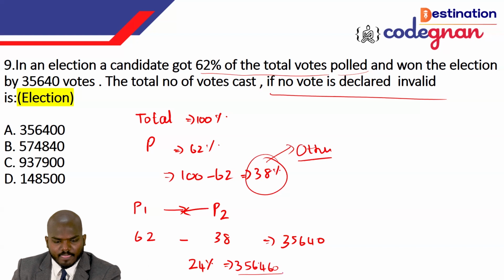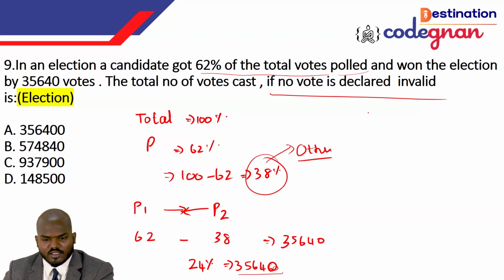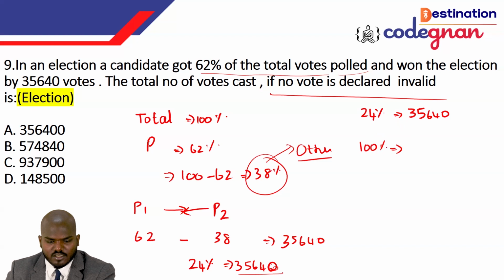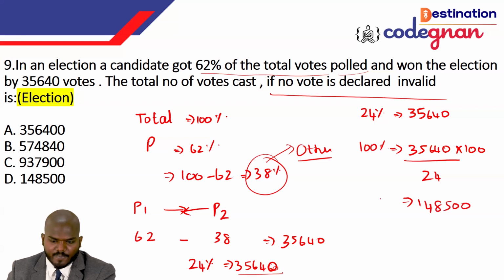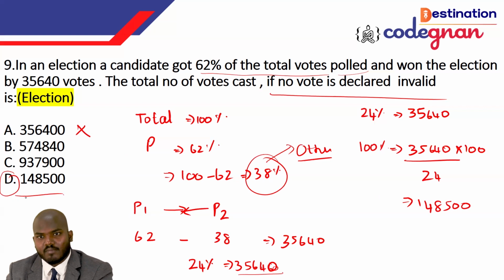Then what about the 100%? If 24% is 35,640, then 100% is 35,640 by 24 cross 100. If I work it out, this will give you the value 148,500. Everyone will pick this answer A, but this is wrong. So check closely with the data. The data they have given here is a little bit confusing.